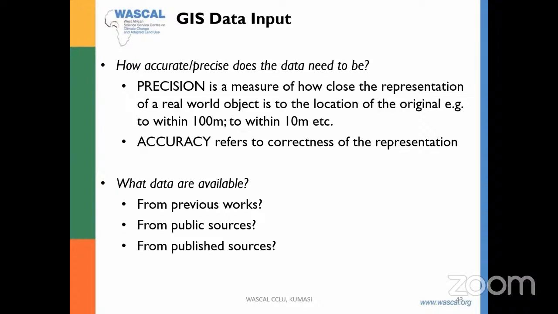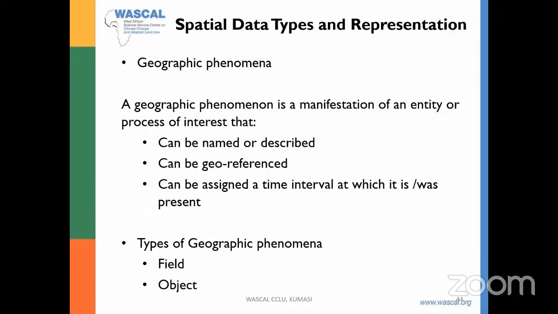What data are available? Do we have any previous or historical data? Can we source some from public sources or also published sources? We have to ask ourselves all these questions before we access these data sets. If some are available, we need not go to the ground to do measurements. So if we want to measure or have some of these data sets, we have to understand some of the data types and their representation.